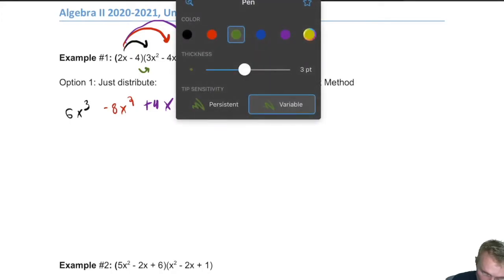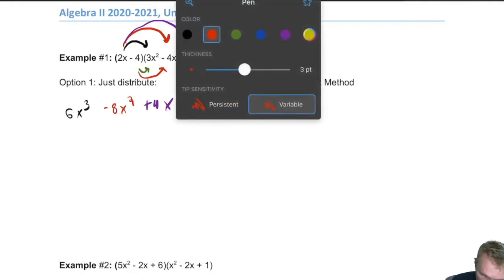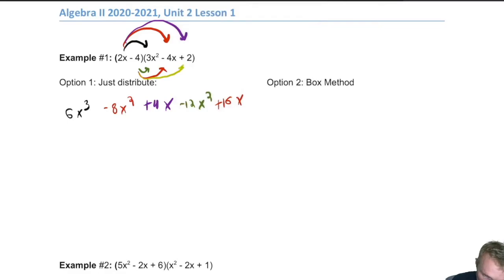Okay, we're going to have some like terms. Negative 4 times negative 4. Okay, we're starting to see here maybe why someone might prefer the box method, because this is getting a little out of hand, minus 8.